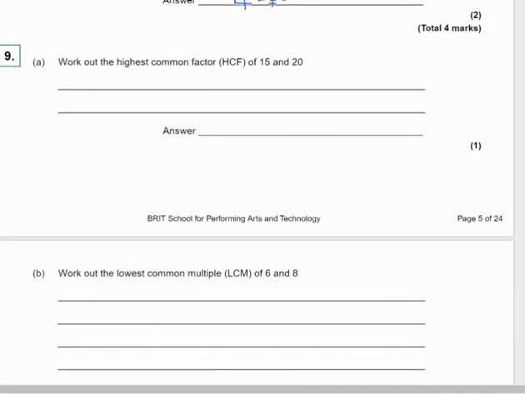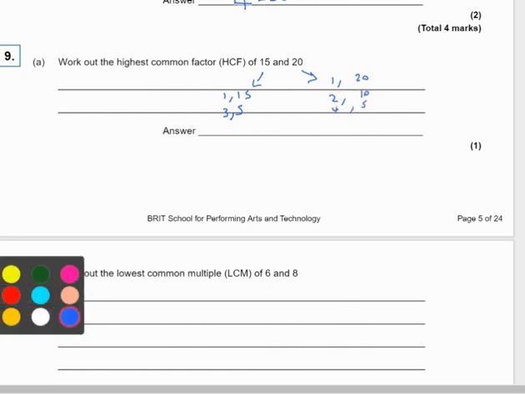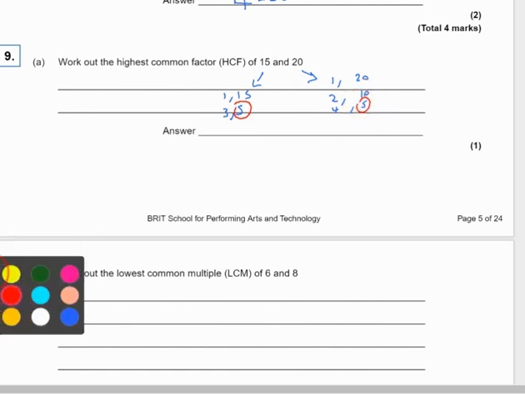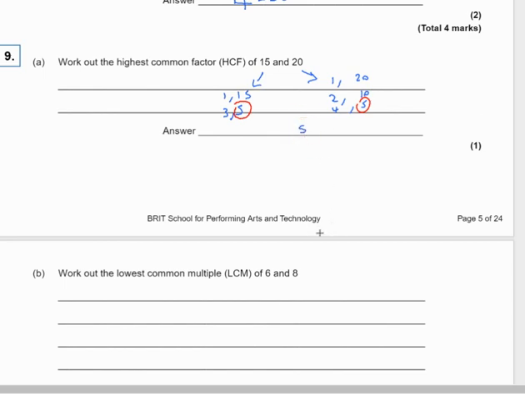Work out the highest common factor of 15 and 20. Well, the factors of 15 are 1 and 15, and I'm going to write them in factor pairs, 3 and 5. The factors of 20 are 1 and 20, 2 and 10, 4 and 5. So we see here the common factors. Of the common factors, the highest one that is in both lists is 5. So 5 is our highest common factor.